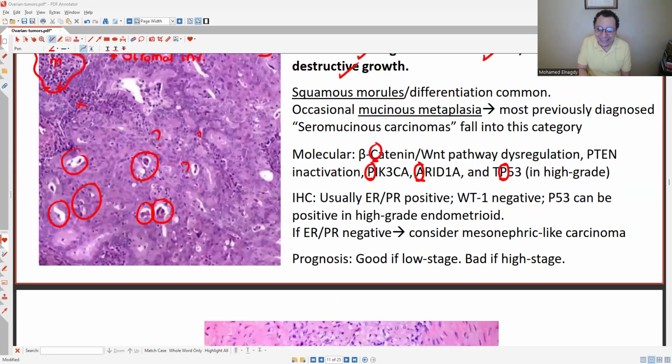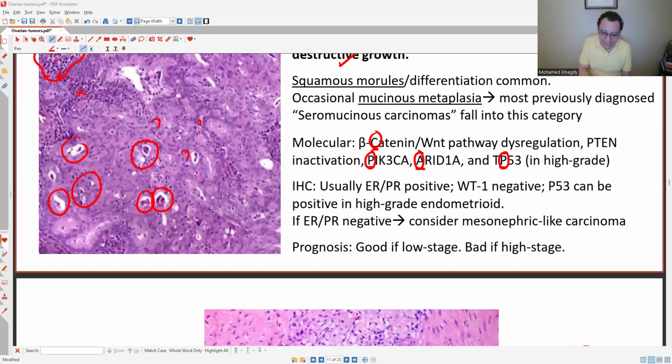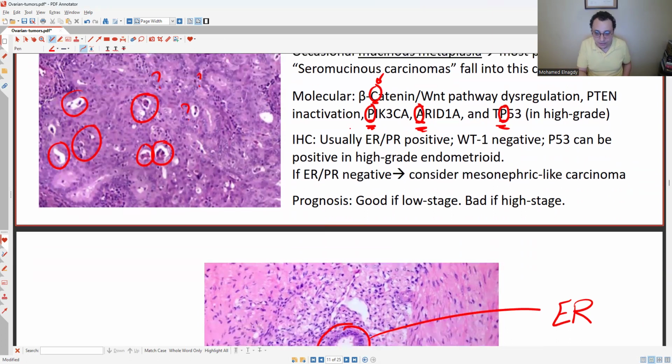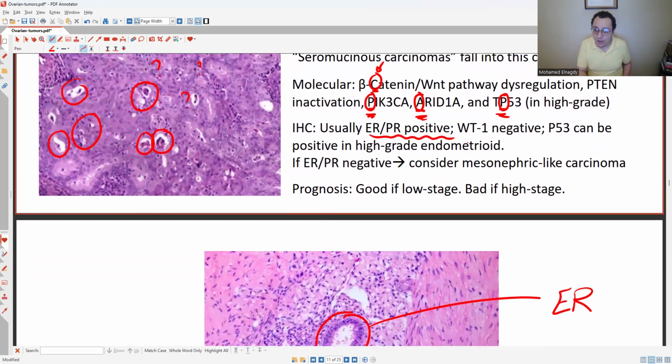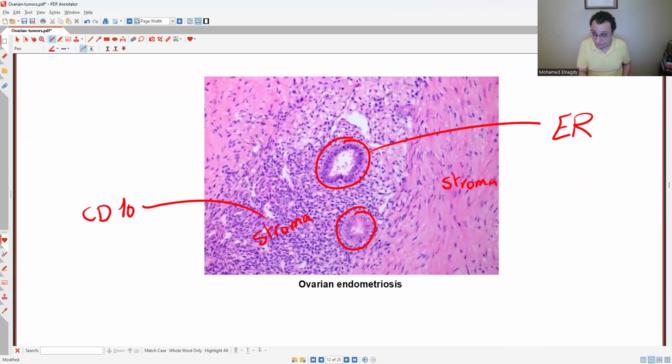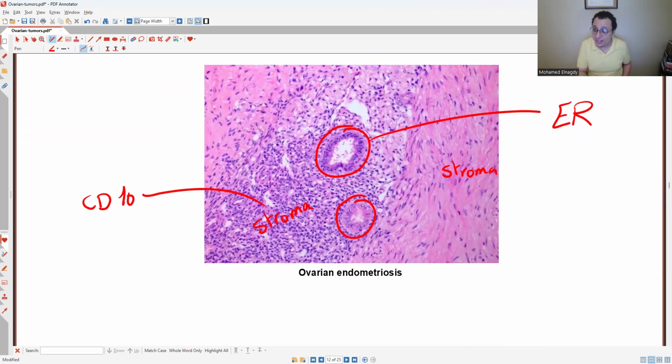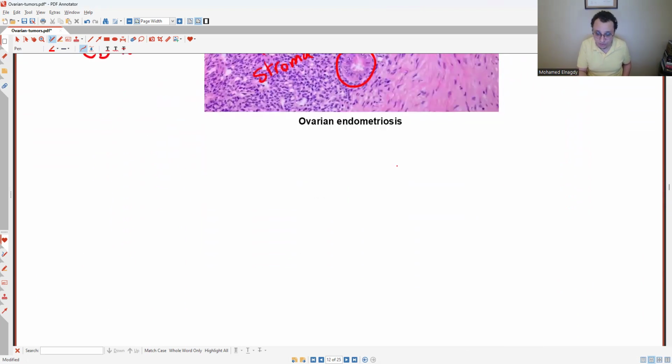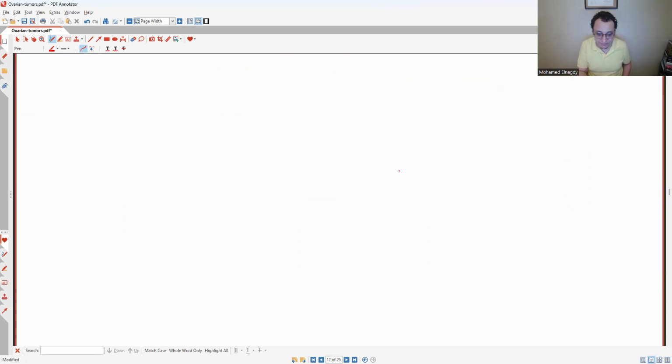So it's APPC. Remember this: ARID1A, P53, PIK3CA, and catenin, beta-catenin. Usually ER/PR positive, P53 wild type, and P16 negative. This is the IHC signature for endometroid adenocarcinoma, right?